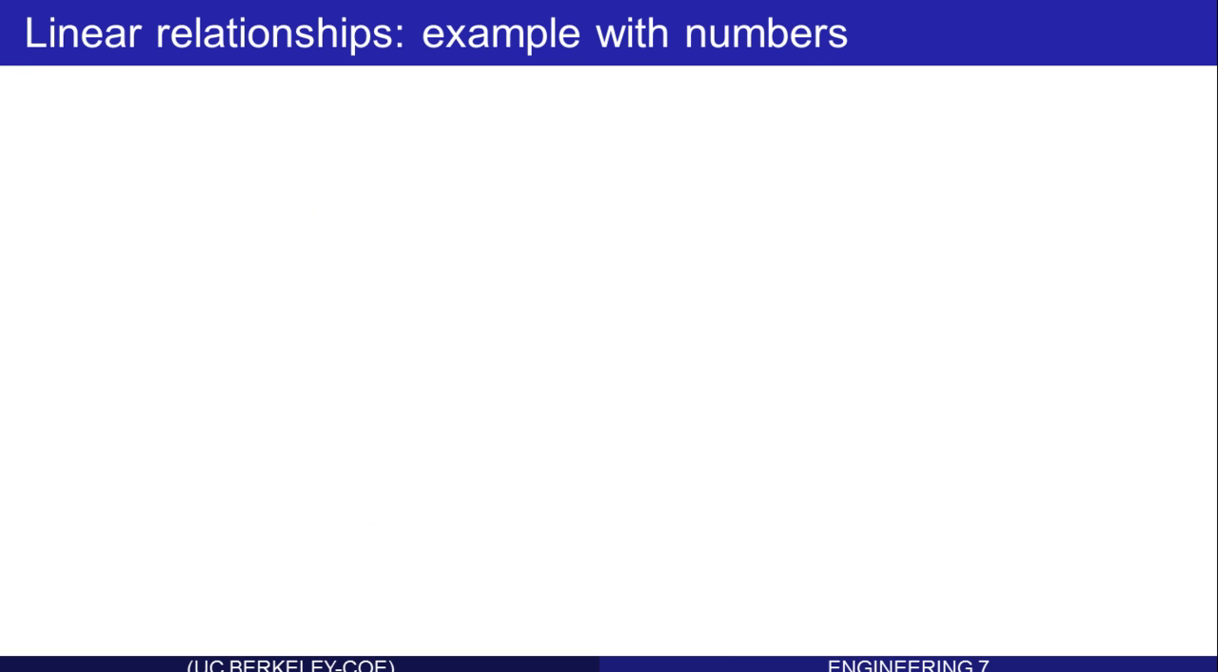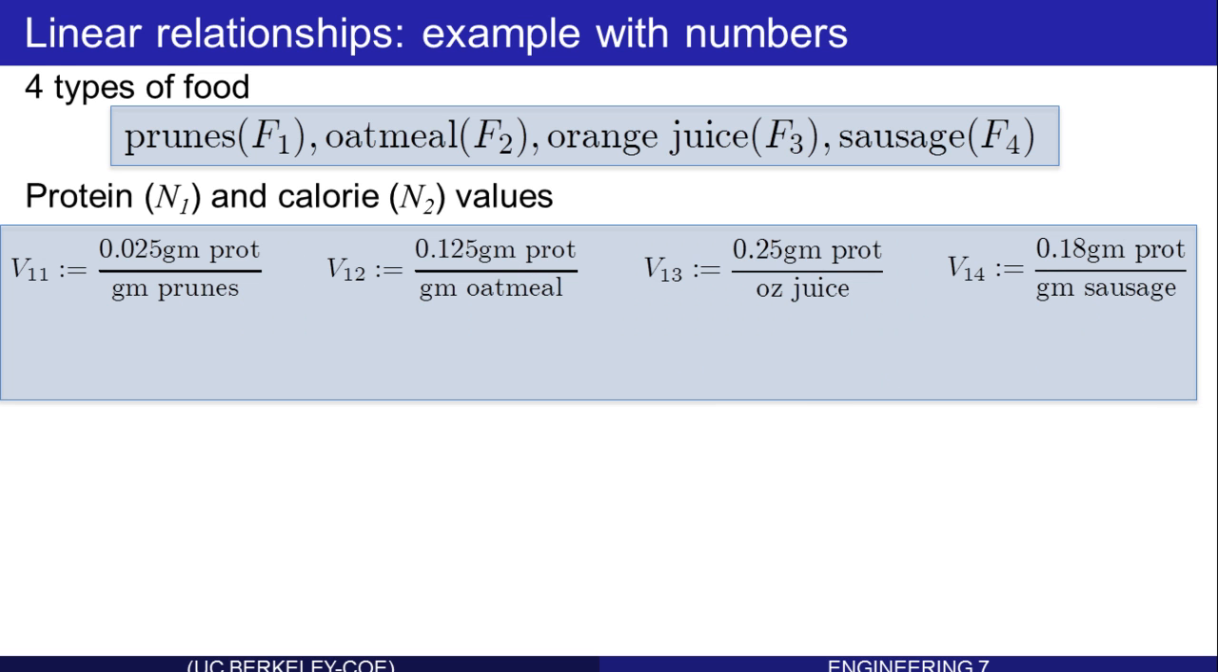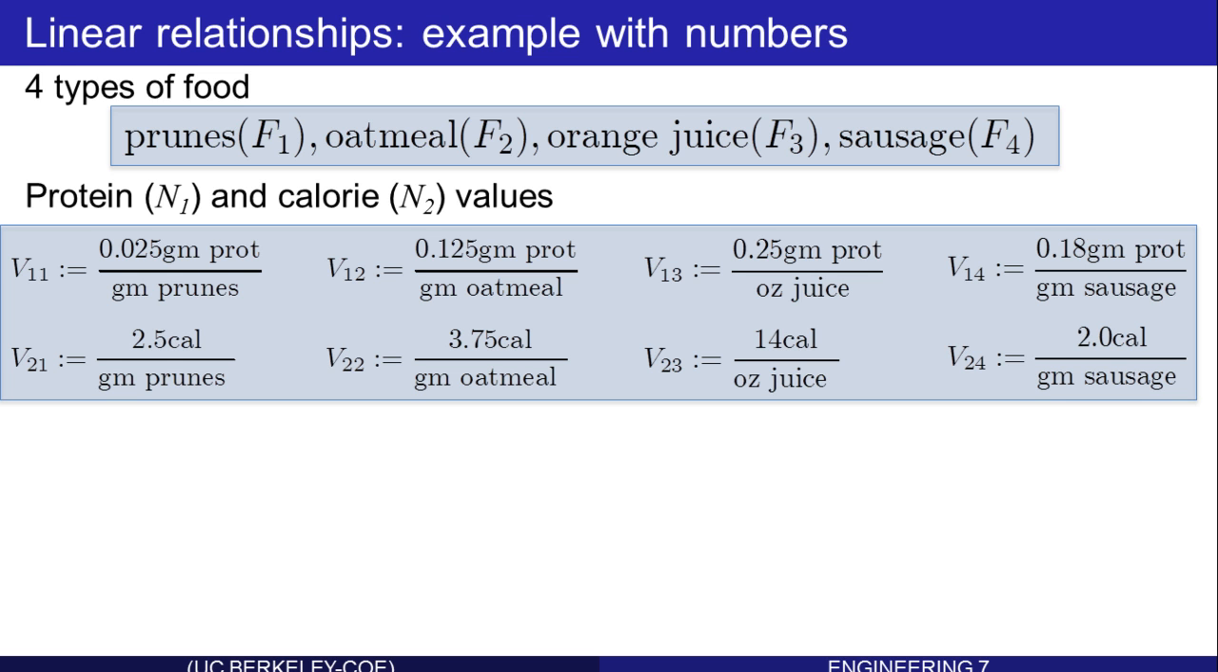Let's do an example with numbers. 4 types of food: prunes, oatmeal, orange juice, and sausage. The 2 nutrients are protein and calories. Maybe calories isn't a nutrient, but it's certainly an important measure of some of the content of what's in food. Here are the numbers for the protein. Grams of protein per gram of prunes, grams of protein per oatmeal, orange juice, and sausage, as well as the calories.